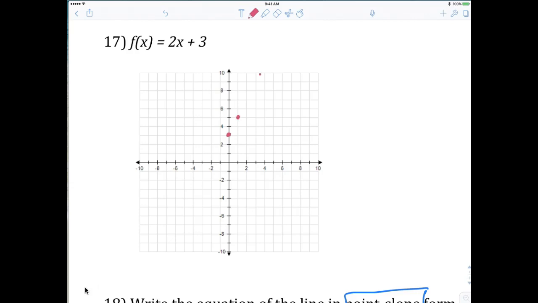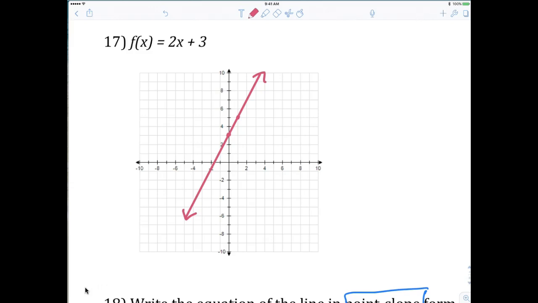Now listen to me. I'm not getting on you there, Freddie, but there's absolutely no excuse for that. That's the most basic thing we can do. If you can't do that, I'm not sure you can do a problem on the test tomorrow, honestly. You have to be able to graph a line.